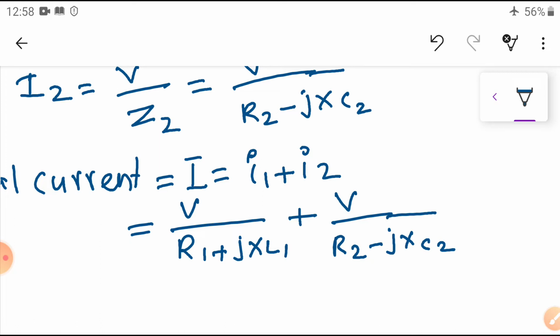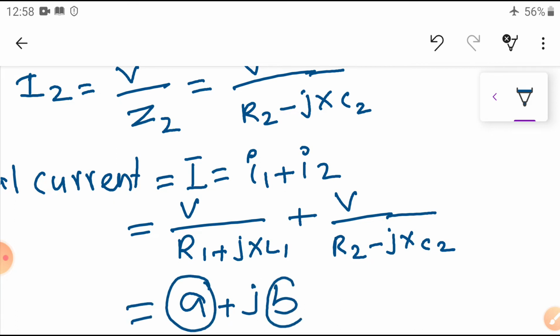So what is the value? We are going to get it in A plus jB format, that is called a real part and an imaginary part. Okay, so we are going to get these values.